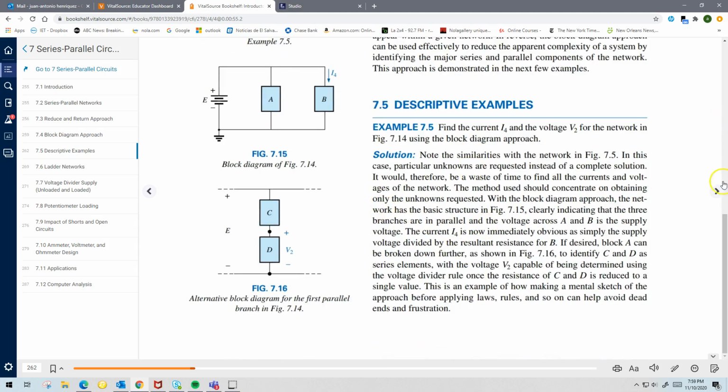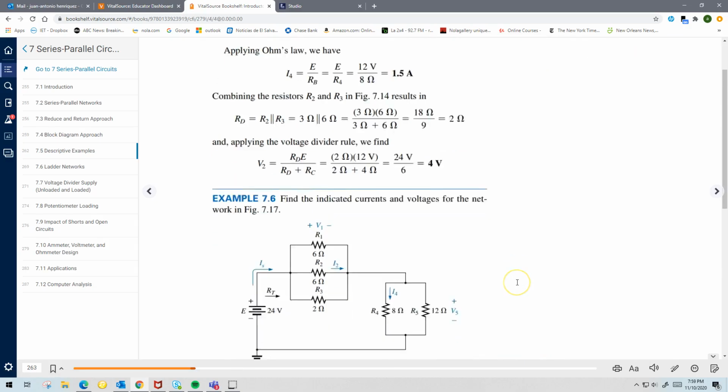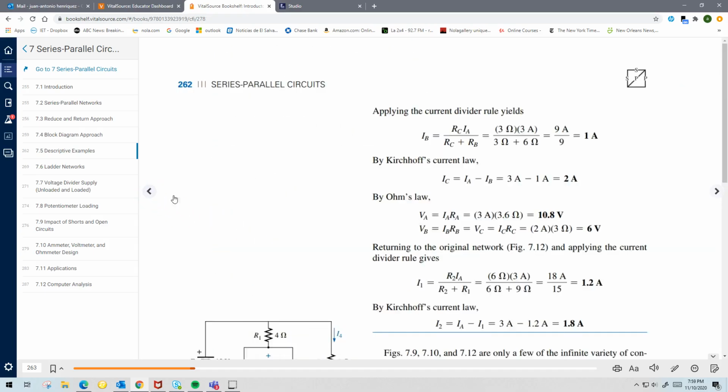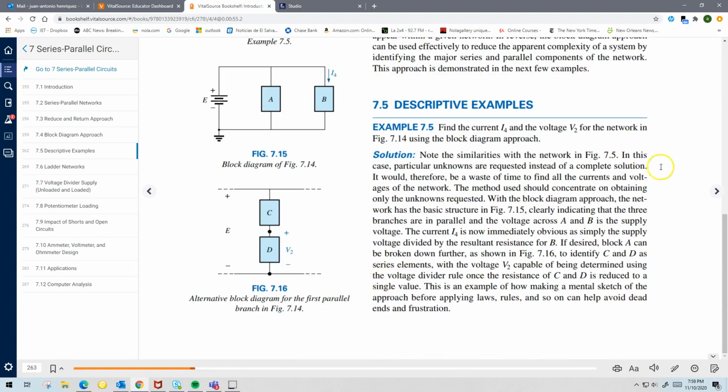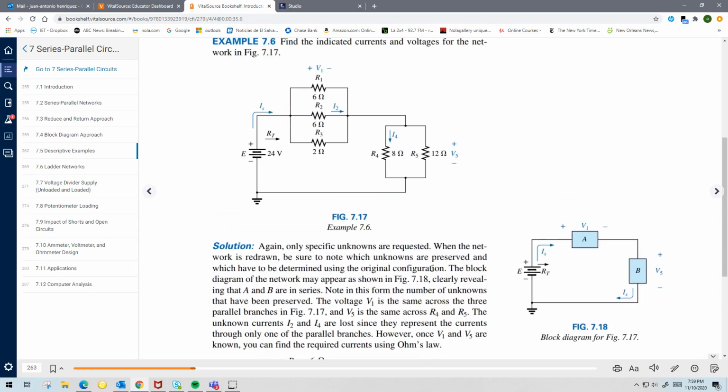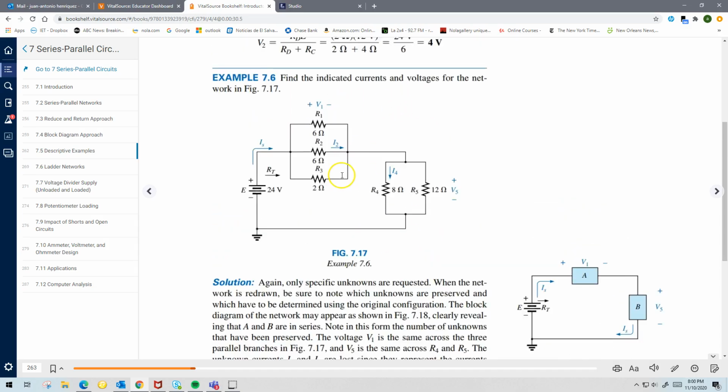All right, I'm not going to go over section 7.5. This is really not a section. It's just more problems of the same, right? I'm maybe going to show you a couple of examples, things that you may be able to see. Again, look at this example here, right?